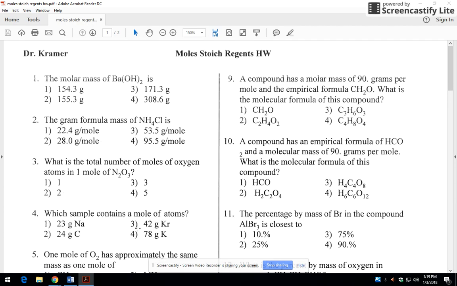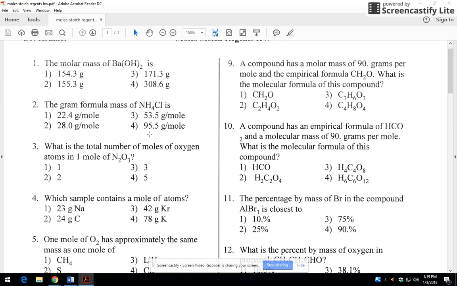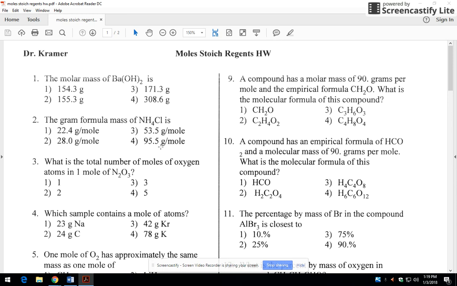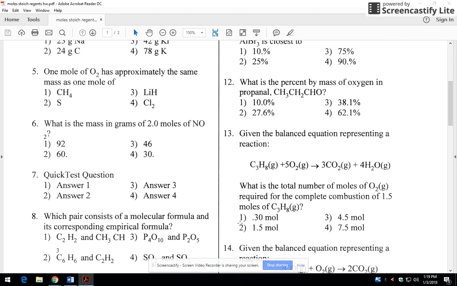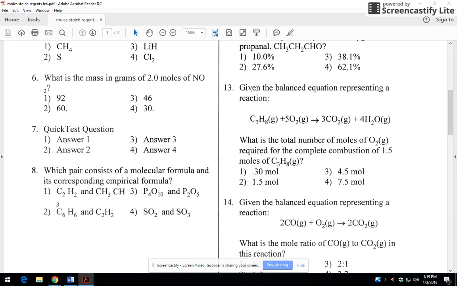It looks like that. Okay, presuming that you are there, you can look, there are lots of different types of questions here. Some moles questions, just moles to grams type stuff, pretty easy stuff, empirical, molecular. We'll talk about those in a little while, but I want you to try and do number 13. It gives you the balanced equation, and then what is it asking? What is the total number of moles of oxygen?